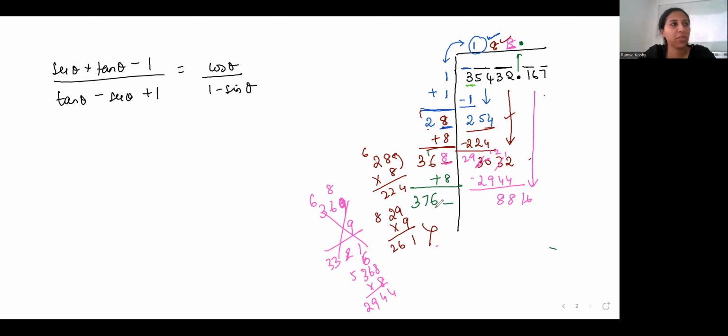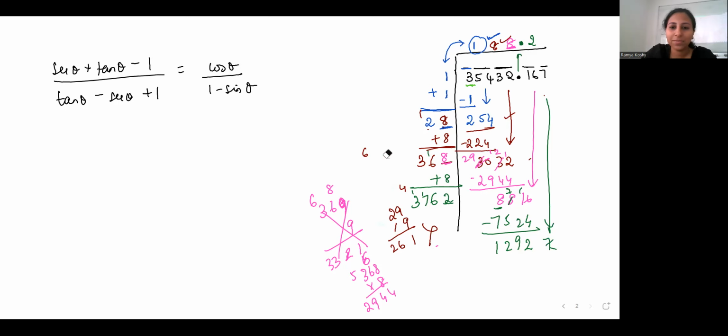So what do we get? 2. Let's try 2 because 3 won't work. It will become 9, which is greater. So let's try 2 over here. So you get 4, 12, 2 sevens are 14, 15, 2 threes are 6, 7. Now we subtract here. Get 2, 9, 2, 1. And I bring down 7. What do we do then?